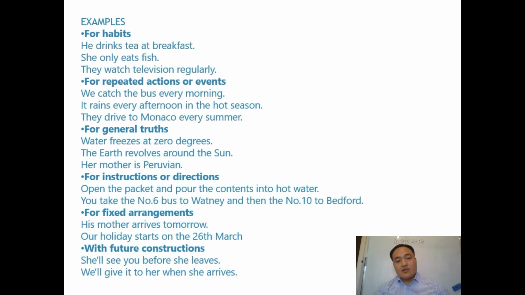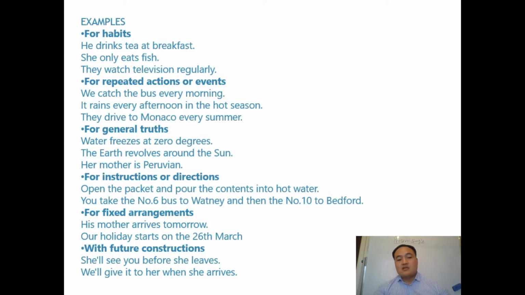The next one is for repeated actions or events. We use the present simple tense. For instance, we watch the bus every morning. It rains every afternoon in the hot season. They drive to Monaco every summer. So that's a repeated action or event.